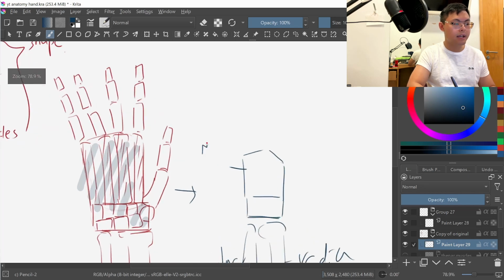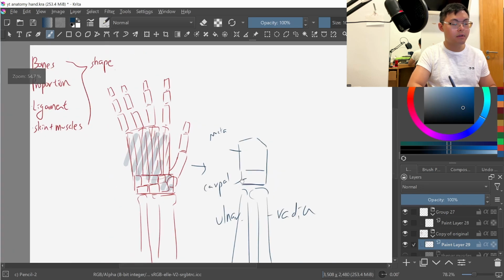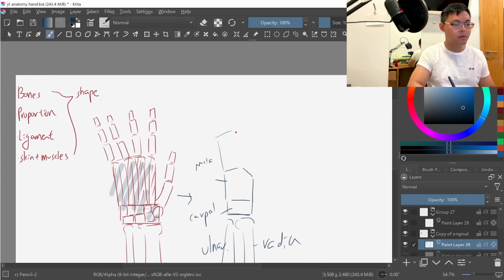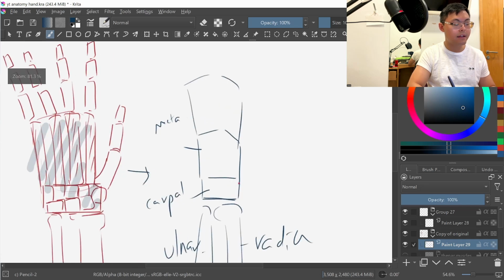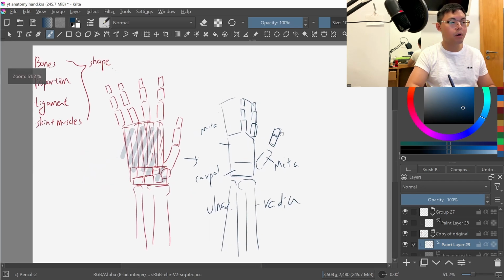Then we've got the metacarpal bones, which come after the carpal bones. We've got the phalangeal bones, like that. And over here we have the thumb. That's the metacarpal bone of the thumb, with two phalangeal bones for the thumb. There are three phalangeal bones for the fingers, the digits. That's the general bone structure of them.